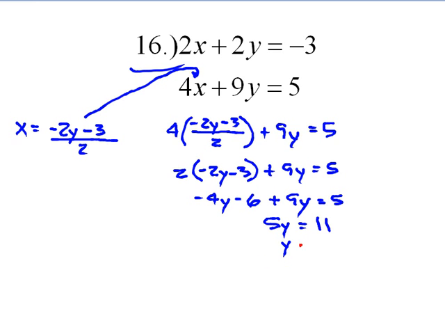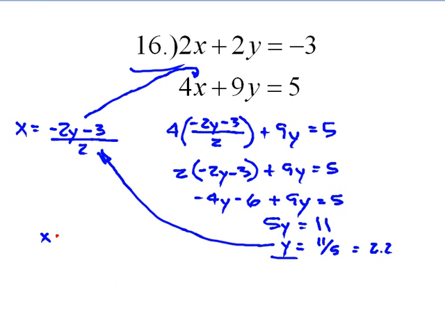So y will equal 11/5, which simplifies into 2.2. Okay, that is our y value. Now we still have to figure out our x value. So we want to take this y and dump it back into our x equation.